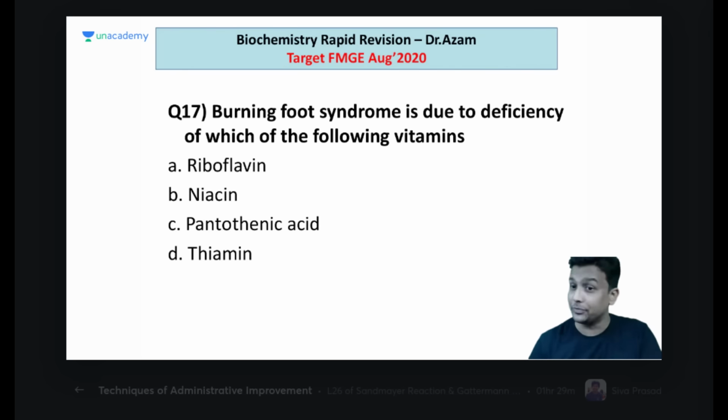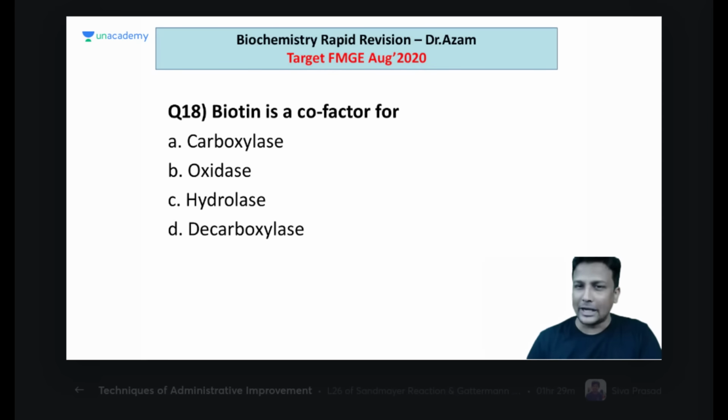Burning feet syndrome is due to deficiency of which vitamin here right now, sir? Yes, that is which one? Pantothenic acid, vitamin B5. Lovely. Okay. I'm not going into detail about the vitamins right now. Almost like our time is done also. And apart from that, you will already know the vitamins. Next one. Biotin is a cofactor.